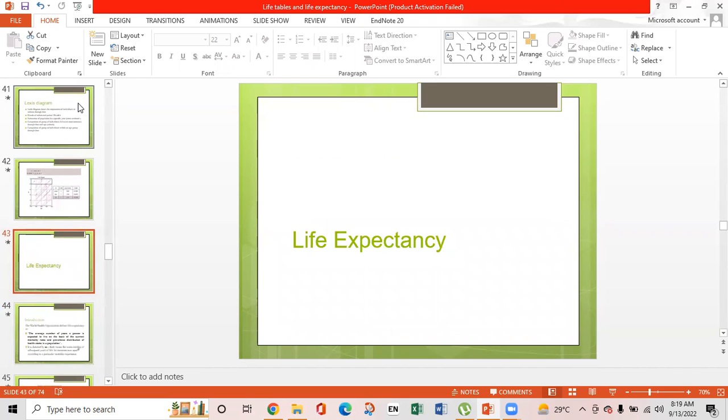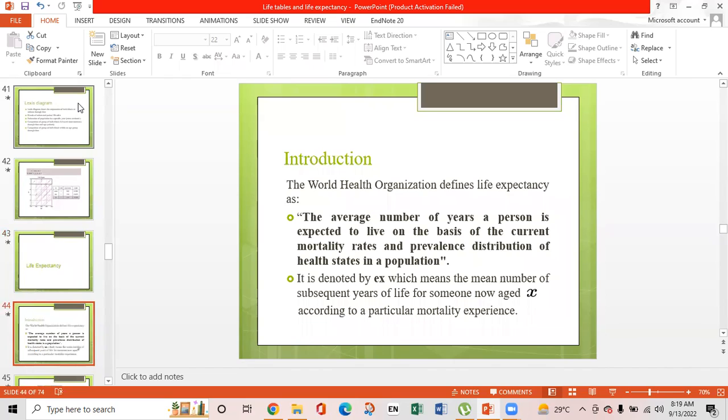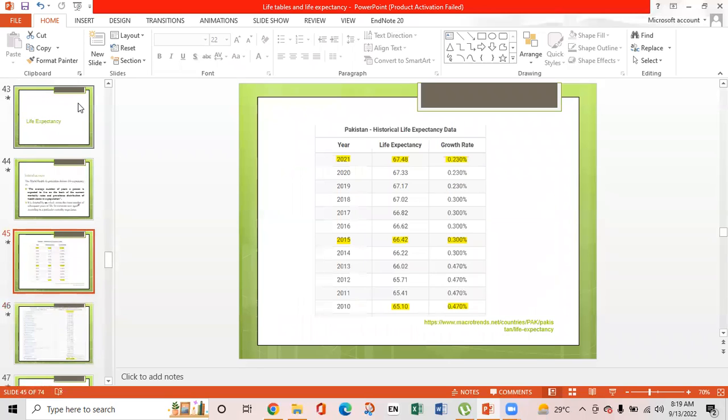Now, life expectancy. The World Health Organization defines life expectancy as the average number of years a person is expected to live on the basis of the current mortality rates and prevalence distribution of health states in a population. It is denoted by ex, which means the mean number of subsequent years of life for someone now aged x, according to a particular mortality experience.